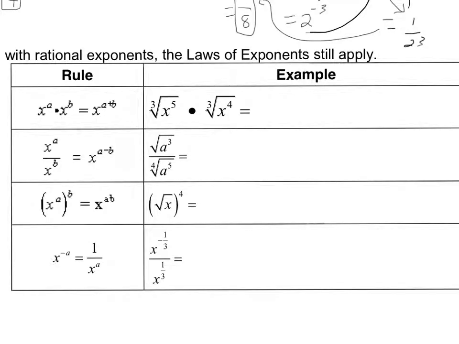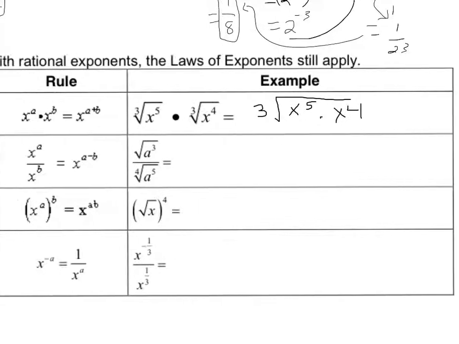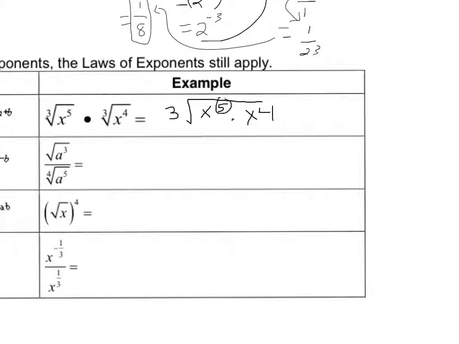So now with the rational exponents, there's laws and rules, and the first rule is x to the a times x to the b, and all you have to do is add the a and b together. So for the first example, since your index is 3, you just take the 3 out, and it'd be the cube root of x to the 5th times x to the 4th. So then all you would do is add the 5 and the 4 together, and your answer would end up being the cube root of x to the power of 9.